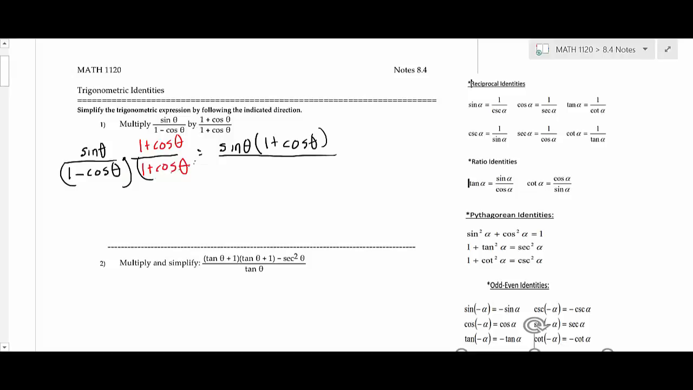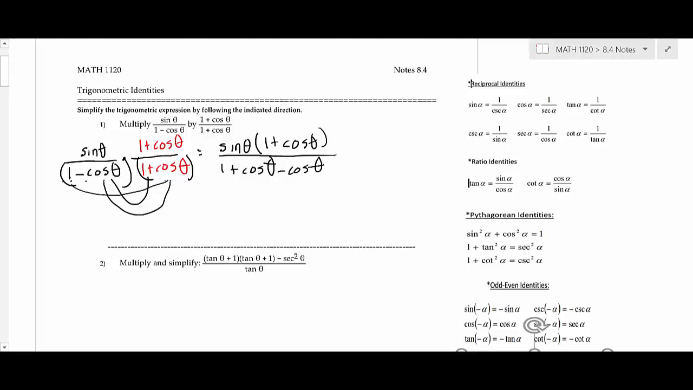And if you look at the bottom, doesn't that look like FOIL? That's what it is, right? You got something times something. You got two terms. So you're going to go ahead and FOIL. So that first term, 1 times 1, is going to give 1. The outside term is going to be 1 times positive cosine. So that's positive cosine theta. The inside term, you have a negative times positive. So that's negative cosine theta.